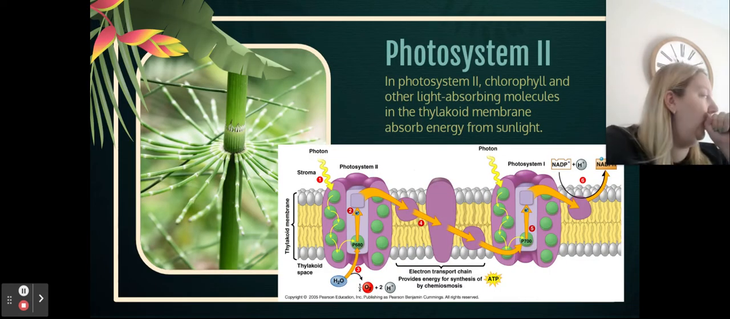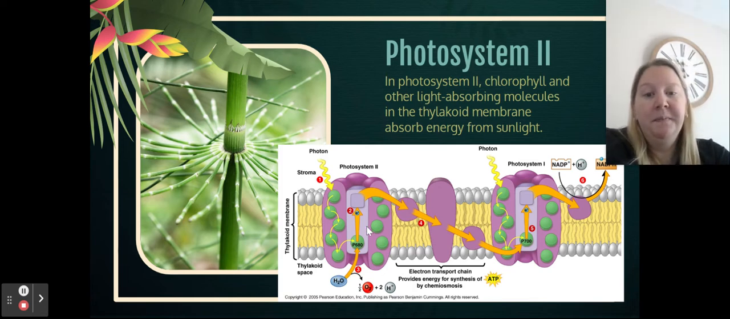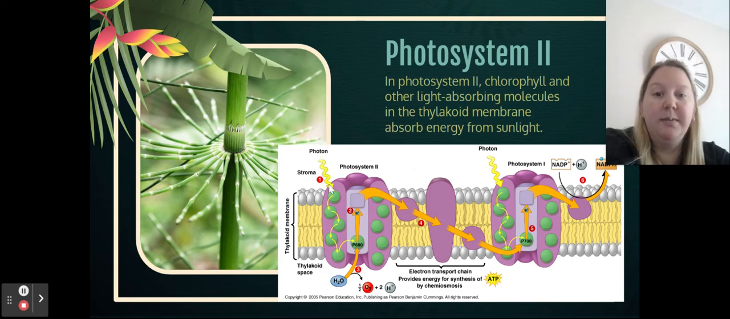So we have two photosystems: photosystem 2 and photosystem 1. Now, photosystem 2 has to happen first. It was just discovered second, which is why we call it photosystem 2. Chlorophyll and other light-absorbing molecules in the thylakoid membrane absorb energy from sunlight. So a photon, which is an energy of sunlight, comes in and strikes our chlorophyll.